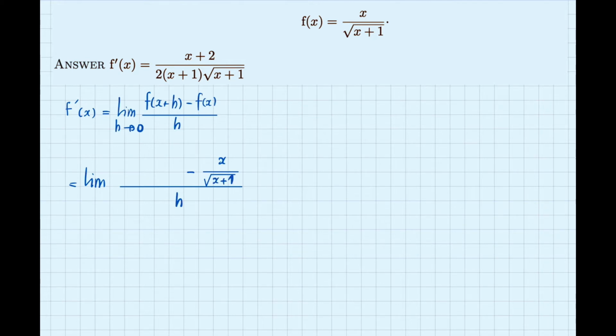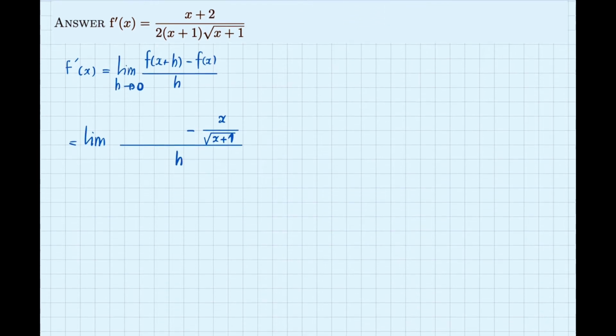But for f of x plus h, I need to go to my function f and take x's away and replace them with x plus h. So this x will be x plus h, but I don't need a pair of brackets here in the numerator, so I just simply write x plus h. And the same thing for the denominator, so it becomes x plus h plus 1. In principle, I should put a pair of brackets around that, but it is not necessary for this case.